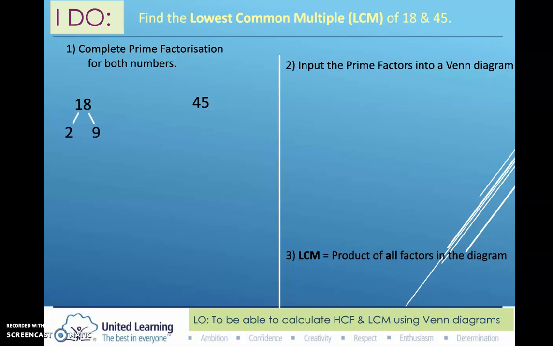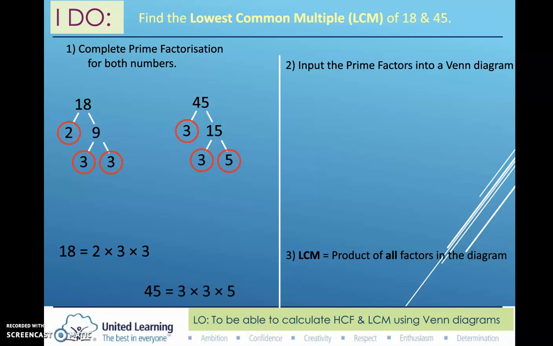So, 18 we can break down into 9 times 2. 9 can be broken down into 3 times 3. So now we have our prime factorisation for 18. We do the same for 45, and we get our prime factorisation for 45. So now we have to put these into a Venn diagram.